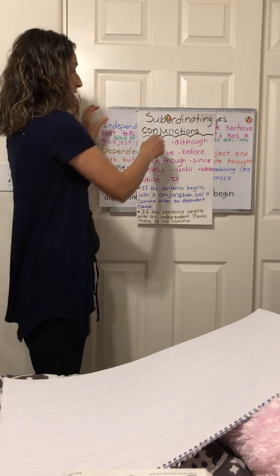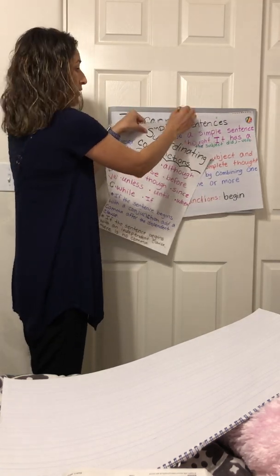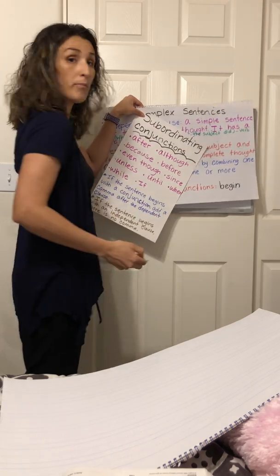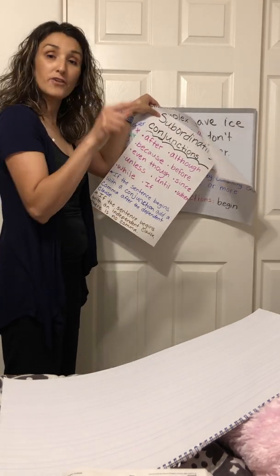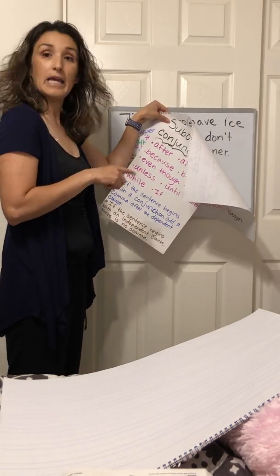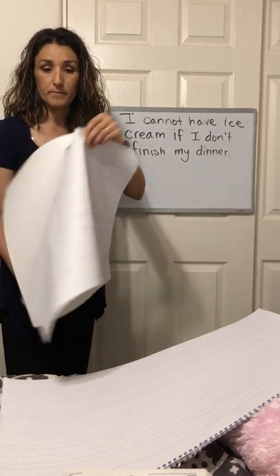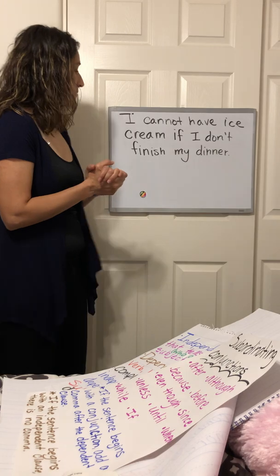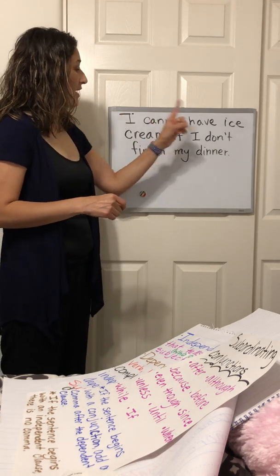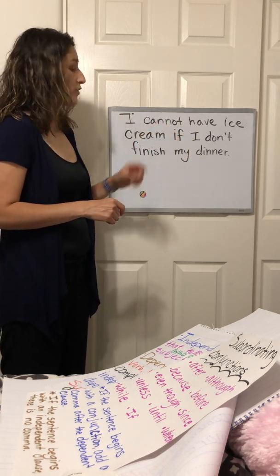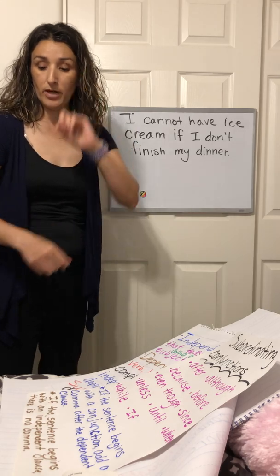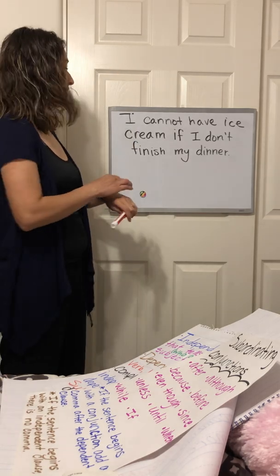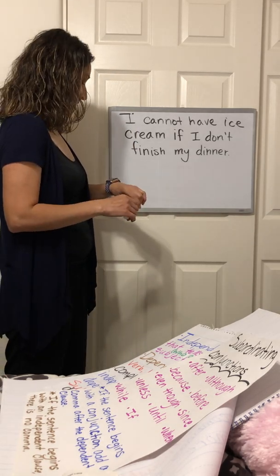So what do I mean? This is where you could use your whiteboard and marker. You can use your whiteboard and marker, and you can pause the video as you need to be able to do some examples on your own. So what does that mean? I wrote one right here, and it says, I cannot have ice cream if I don't finish my dinner. Step one. What I need to do is I need to find the conjunction.